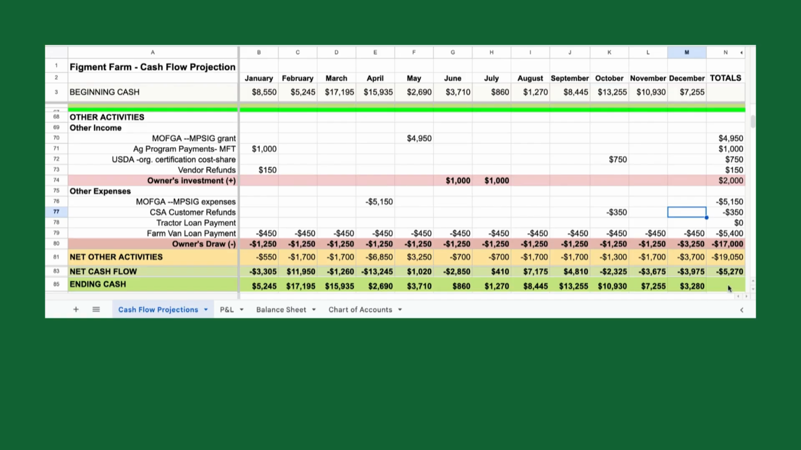If this farm is comfortable with a $5,200 loss this year and only $3,200 in the bank going into next year, then hey, we've got a game plan. If not, then we can go back in and change the story.